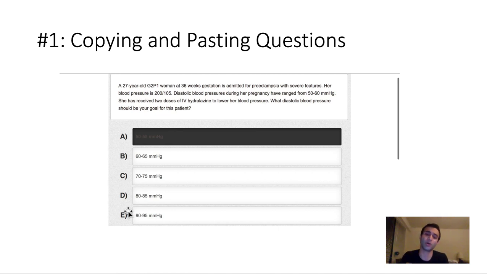No. Do I know why they decided 90 to 95? Do I know the conceptual basis of what's being tested here? Not really. And so by copying and pasting questions, I actually deprive myself of that underlying conceptual framework that I want. Strongly recommend you do not copy and paste full-on questions. It takes too long to read, you'll memorize the answer, and it will be no benefit to you.